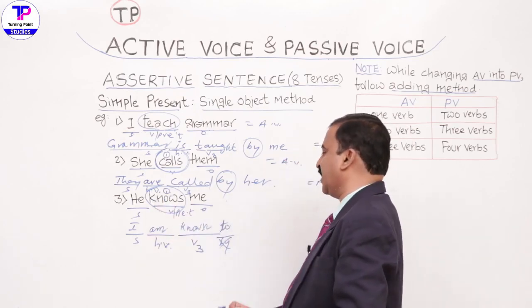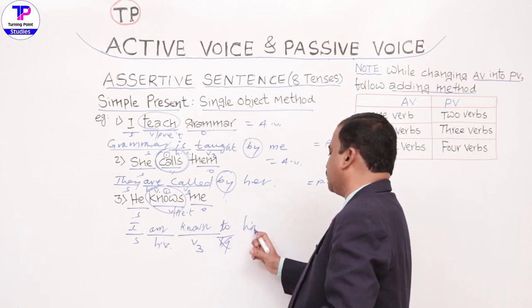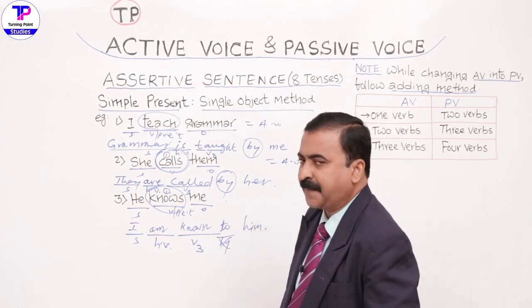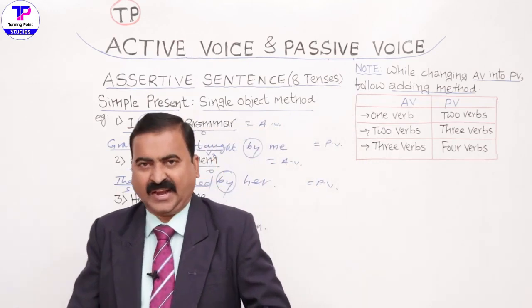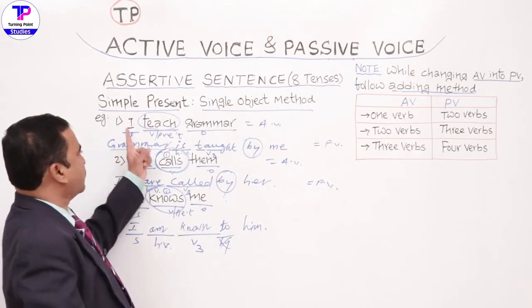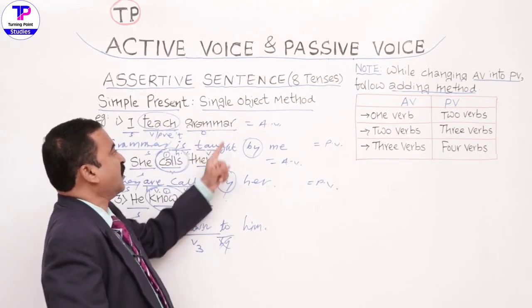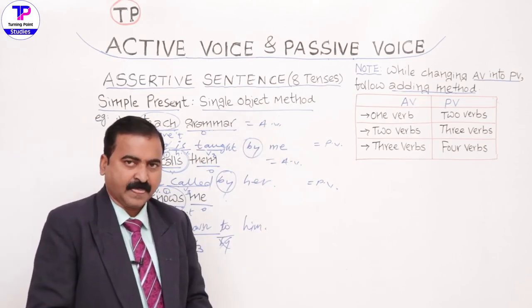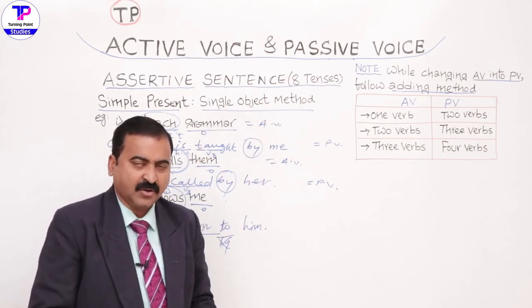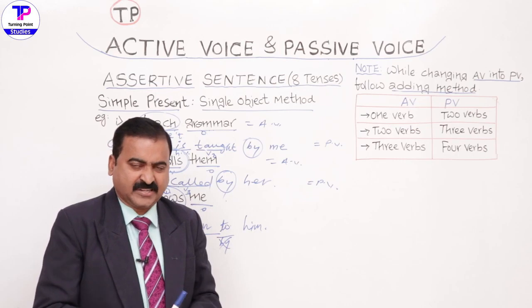What is the subject here? He. The word he becomes him in place of object. This is the usage of active and passive for simple present with a single object method. I hope you are following. With this, simple present is over.